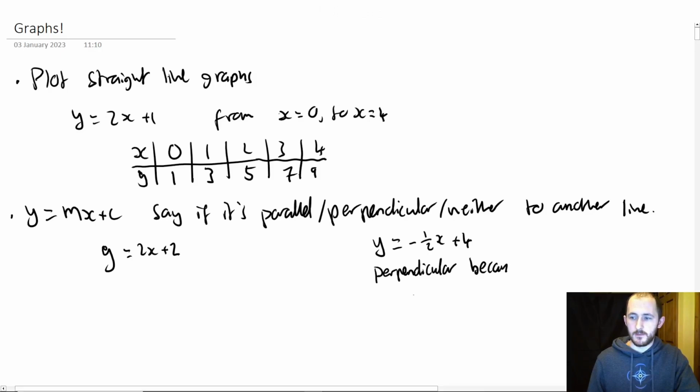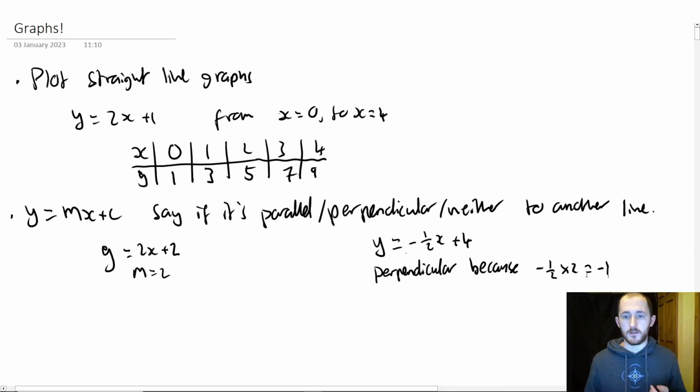because it's the negative reciprocal of the gradient, right? So the gradient here is 2, the gradient here is minus a half. So the way you would phrase that though is you would say minus a half times 2 equals minus 1. That's the actual condition for perpendicularity, is that the gradients when times together give you minus 1.